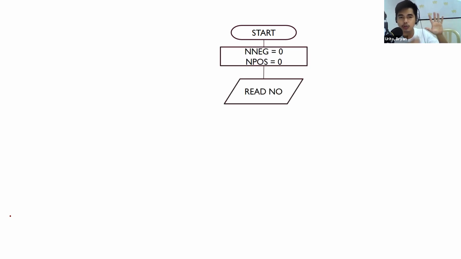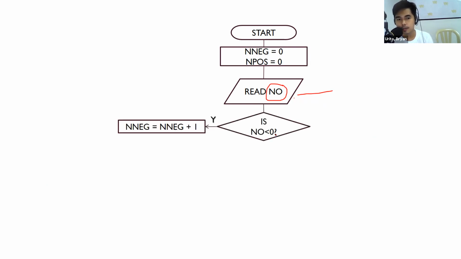Okay. Now, we're going to read the number. This NO here is the number, okay? Meaning, it will come from the keyboard. So, input symbol. Parallelogram. Then, is the number less than 0? If yes, meaning you're going to add 1 to the negative counter. This is n-neg counter. So n-neg is equal to n-neg plus 1.